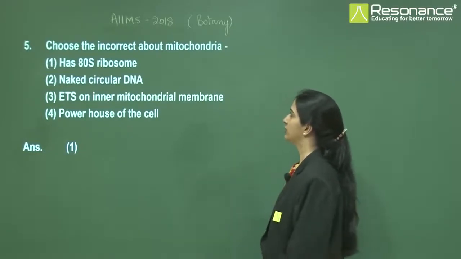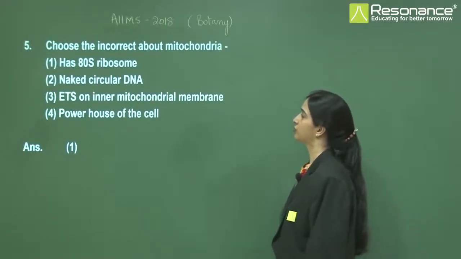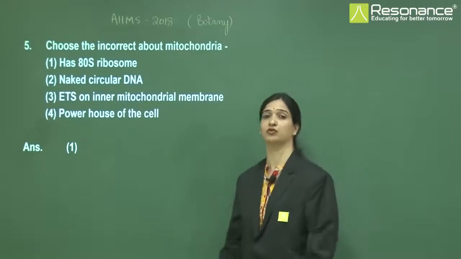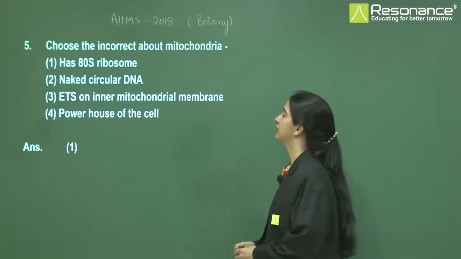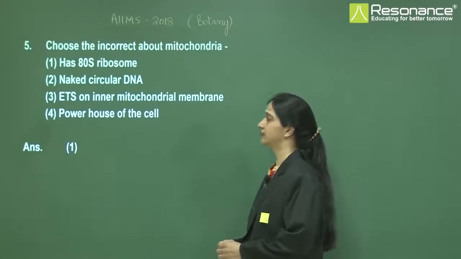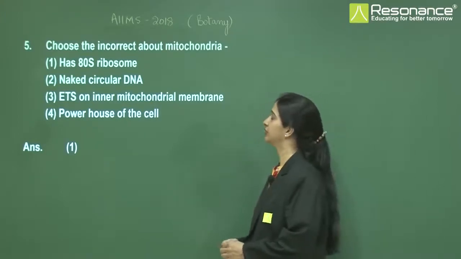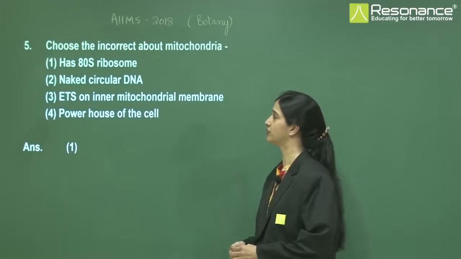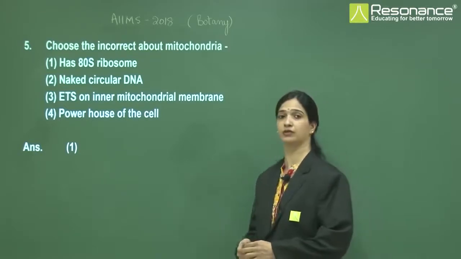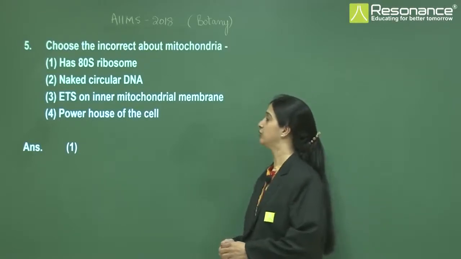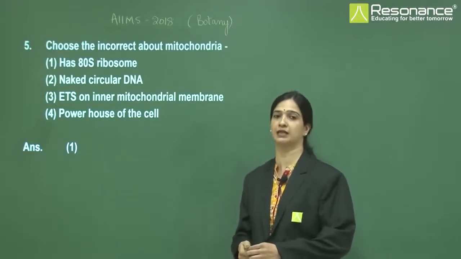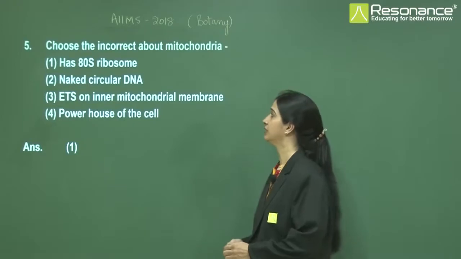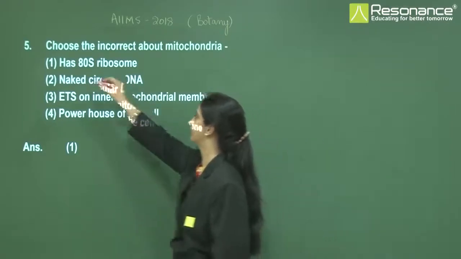Question number 5, choose the incorrect about mitochondria. Option 1, has 80S ribosomes. This is wrong because mitochondria has 70S ribosomes. Second, naked circular DNA. This is correct about mitochondria. Third, ETS or the electron transport chain is present on the inner mitochondrial membrane. That is also correct. Fourth, it is known as the powerhouse of the cell. That is also correct. So the odd one regarding the mitochondria is first, that it has 80S ribosomes.